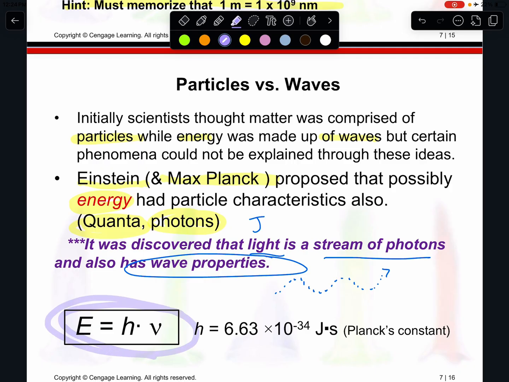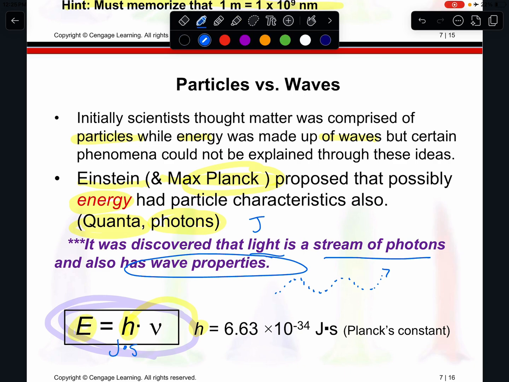Now from this math, we are introduced to a new equation here, E equals H times V, and that V is the same frequency we've used before. And we are introduced to a new constant, and that is H. We call that Planck's constant, coming from Mr. Max Planck. And this number is very, very small. It is 6.63 times 10 to the negative 34th, and the unit is joules times seconds.